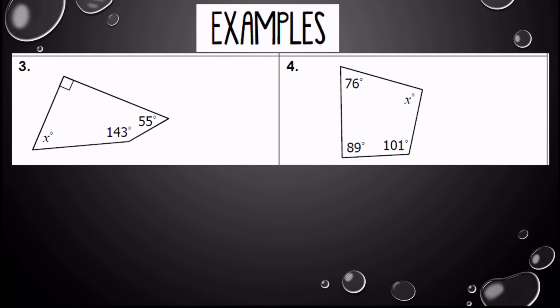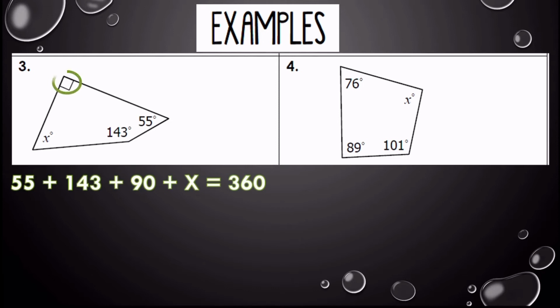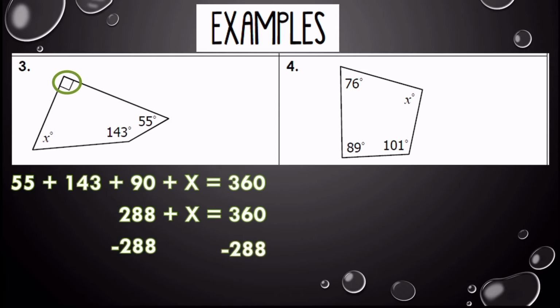So let's look here. It's 55, 143, and 90. Where do I get that 90 from? My brain should automatically know that that square means it's a right angle, meaning it's 90 degrees. So on your paper, you need to write in 90 degrees for that, what I have circled for that little square. I'm going to be looking to see that you have 90 degrees written. When I go solve, I combine my like terms. I subtract my 288 to get x is 72 degrees.